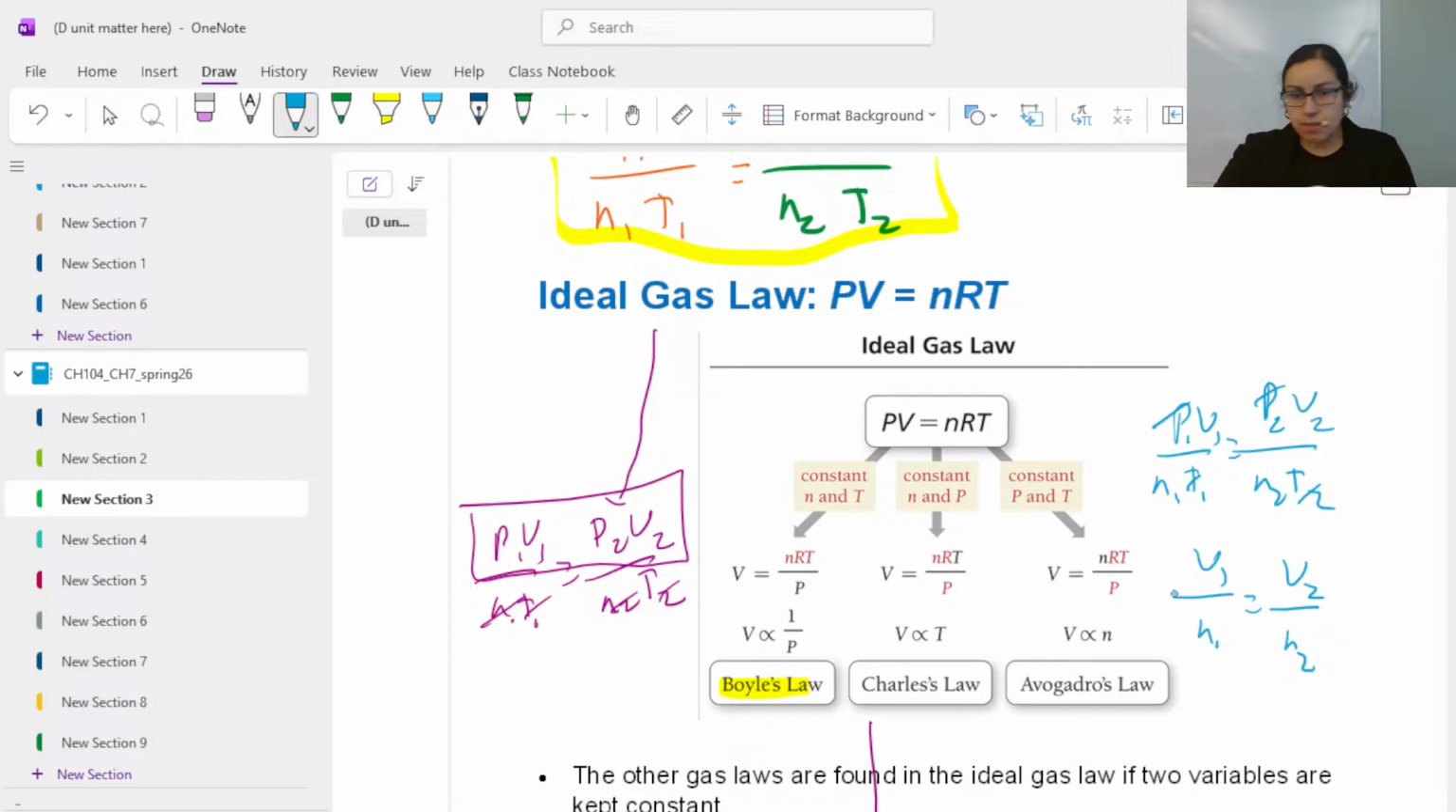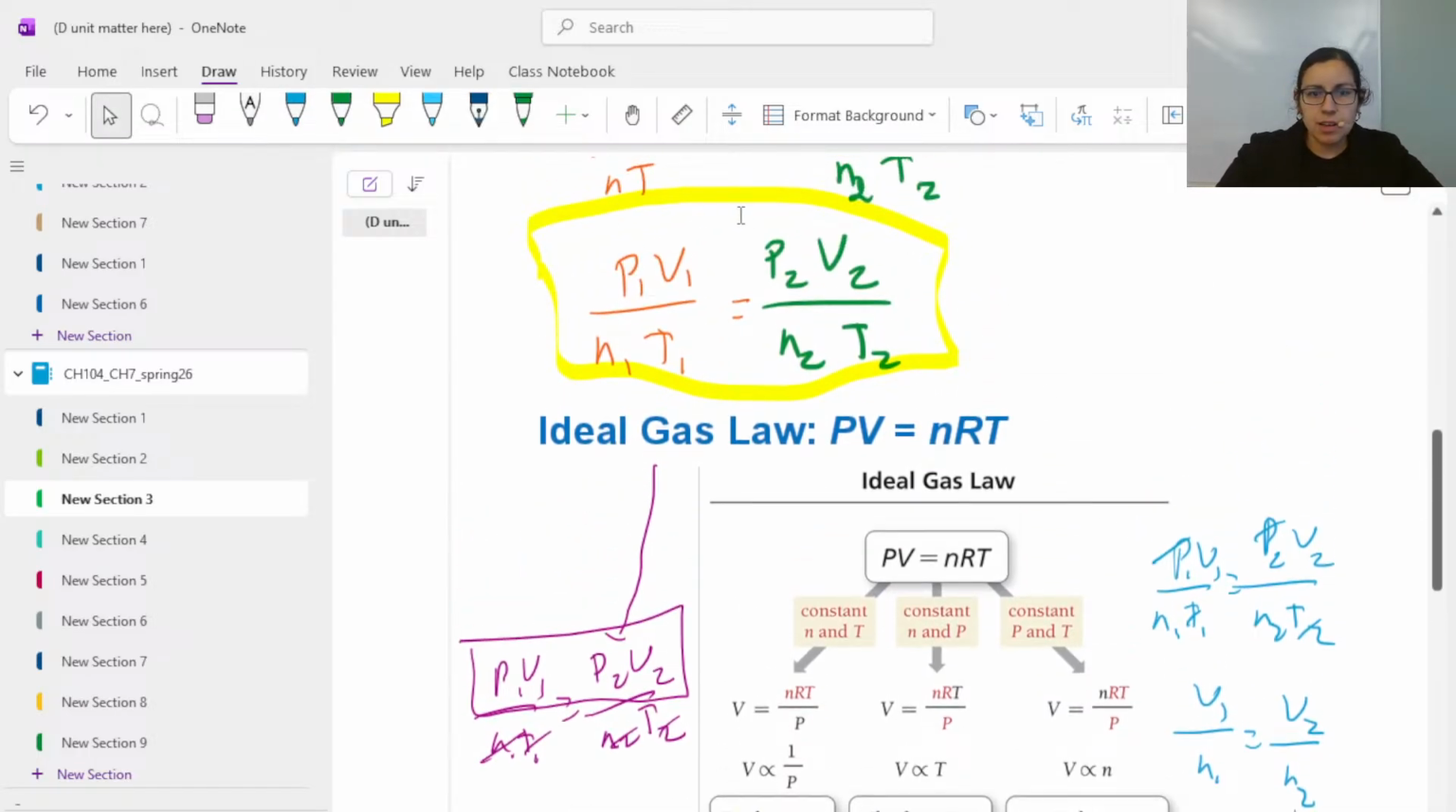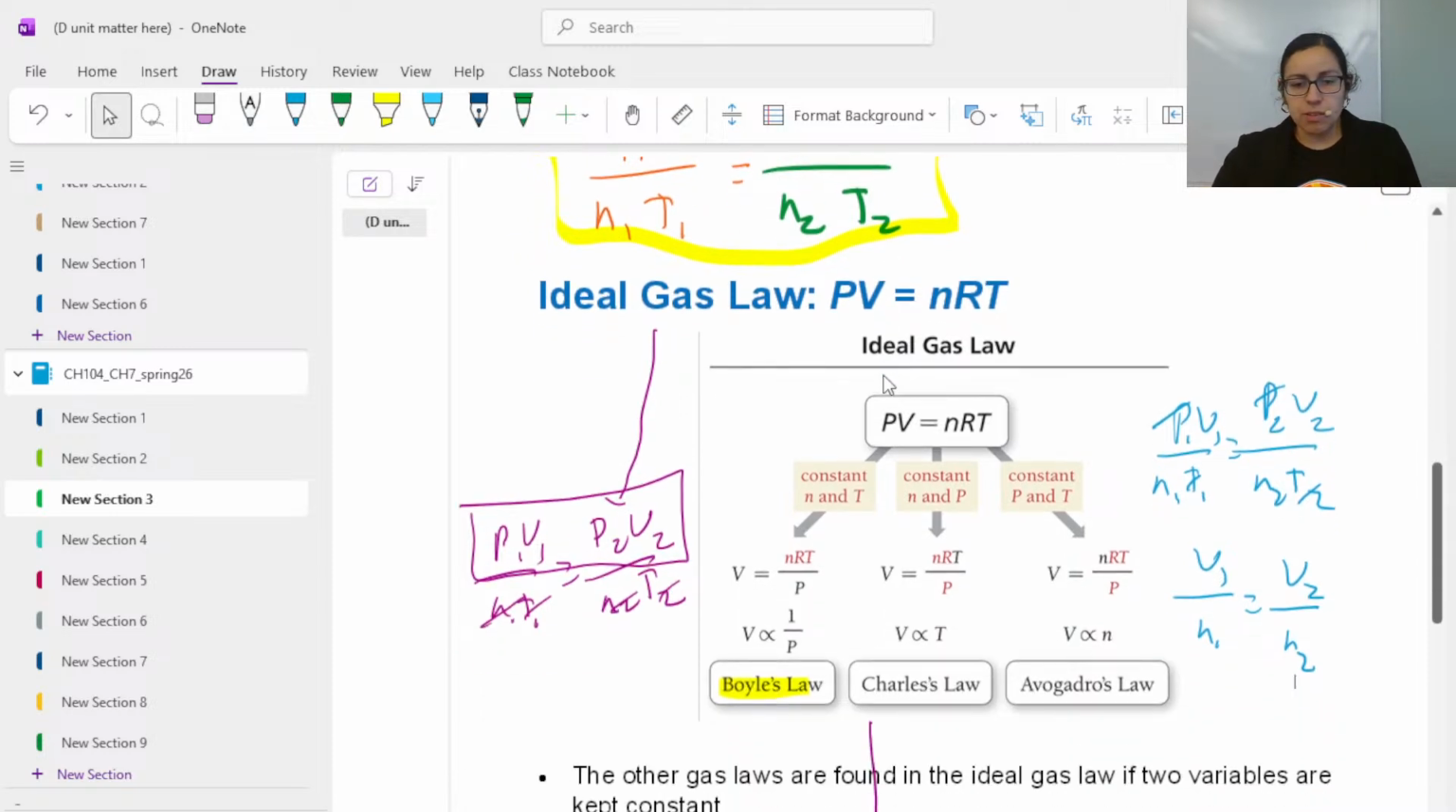Just pause there for a second. That's super nice. It tells us that this is essentially all that we need to know, and we can derive everything else based on what's being held constant. You might see a problem with 3 different variables or 4 different variables, and that's where you want to start with this relationship.